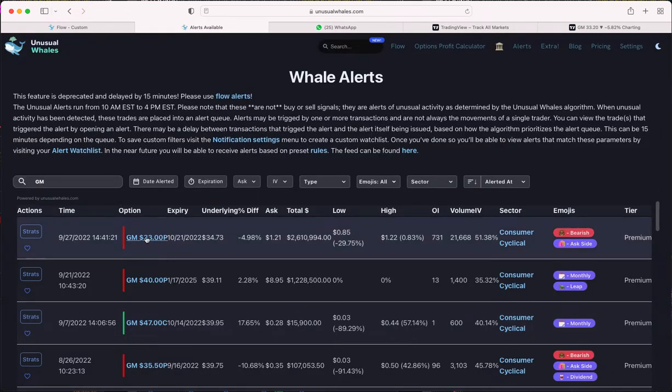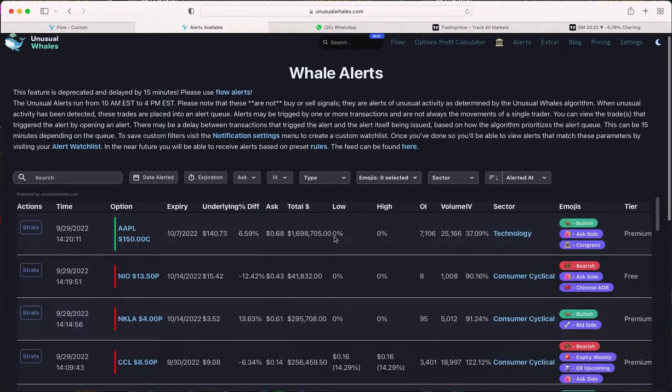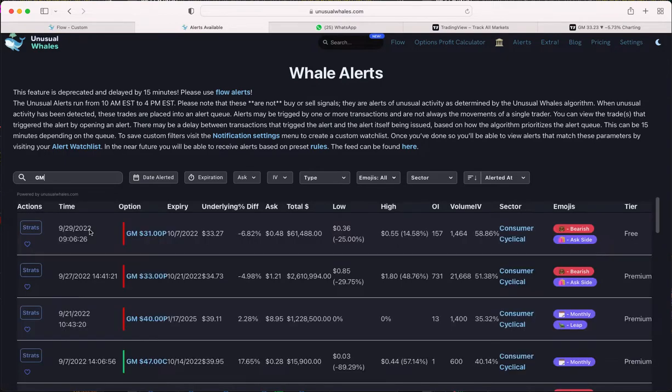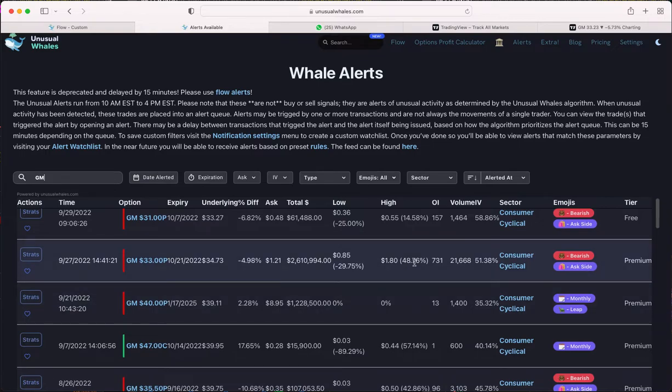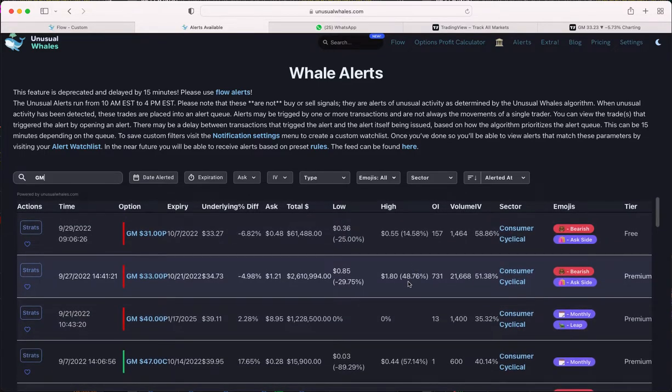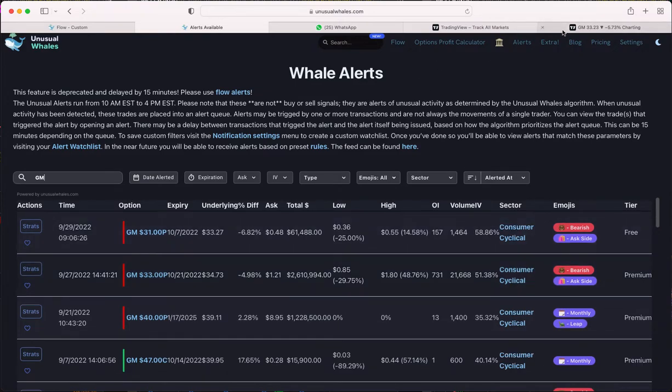I put in GM and I saw this aggregated play that was announced 2 days ago, which was a 33 put for GM and about 2.5 million on the line. And as you can see, whoever bet this amount, if I refresh the page, you will see that they are up a lot right now. That GM 33 put, now they are up 48%. They put in about 2 million, from 1.21 all the way to 1.80. That's good money for that large amount. Anyway, let's come back to the chart.